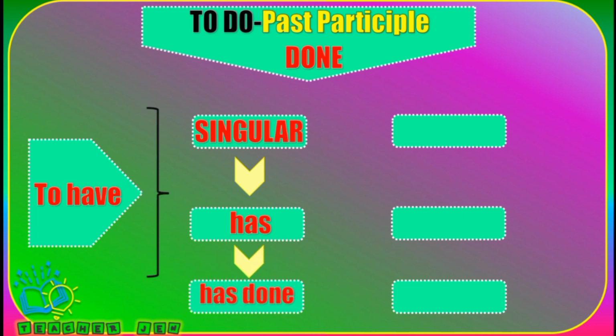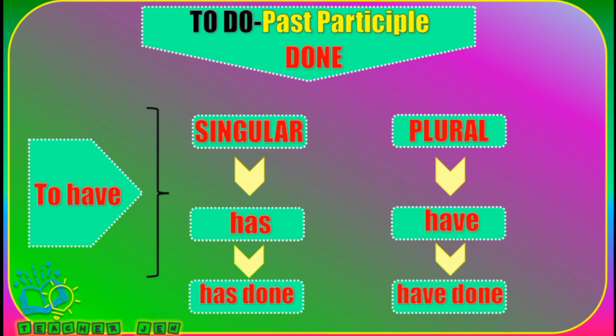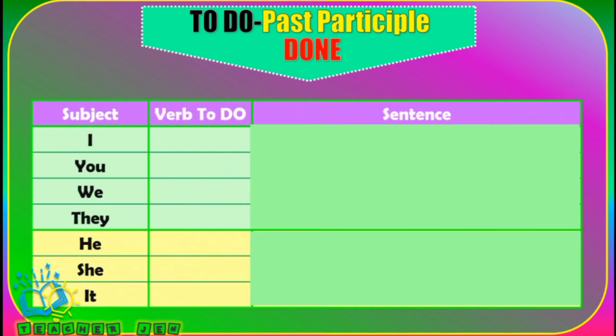If our subject is plural, we use the verb to have in plural or base form, which is have, followed by the to-do verb, which is done. For example, have done. To understand better, let's take up the following examples.